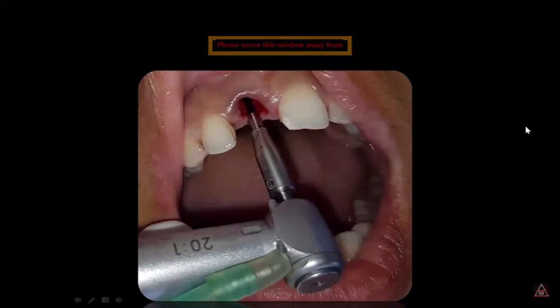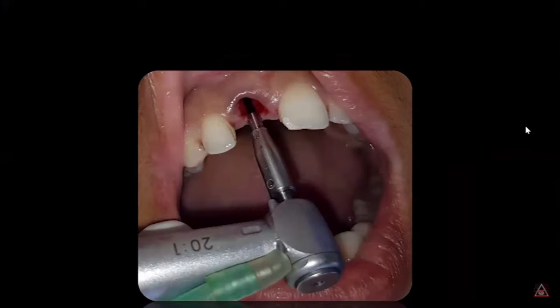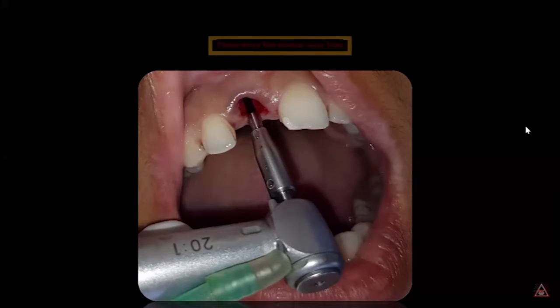After that, we start drilling. We prepare the implant site. Usually we go palatally because the buccal plate is thin, so you cannot go buccally. If you go buccally, you can perforate the buccal wall.